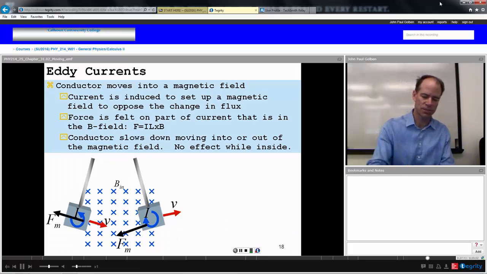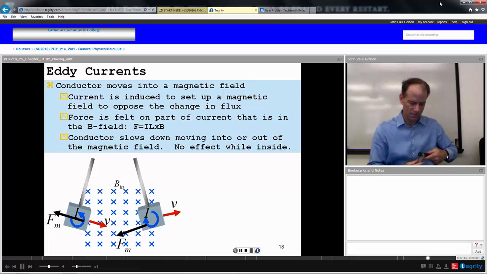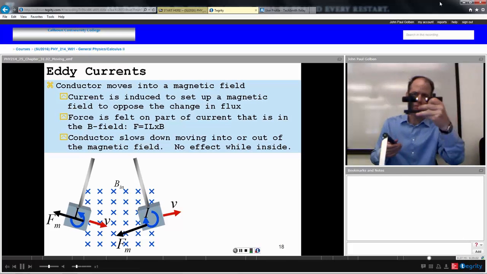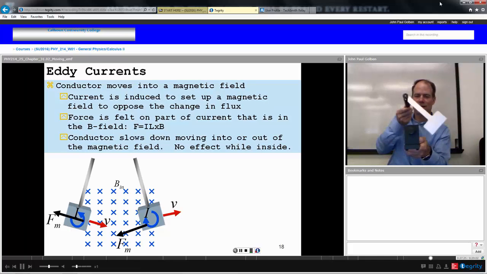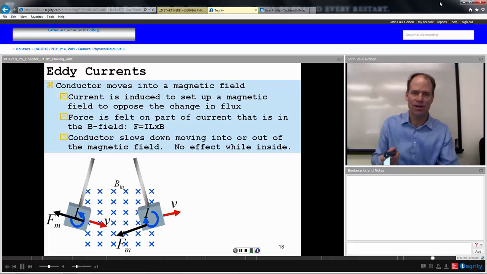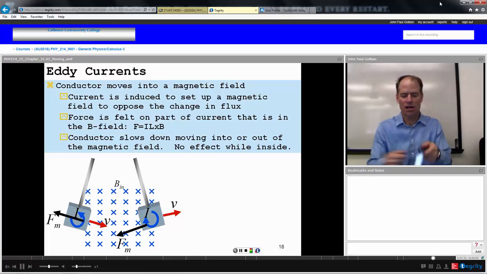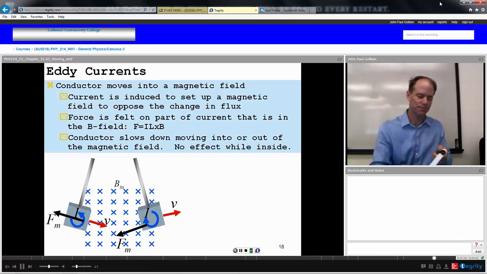So it looks something like this. Let's see if I can set this up. Here's a magnet with opposite poles, and as I move this conductor, it tends to stop. I have to actually force it through there in order to get it through there. So that is eddy currents, and that's caused by the currents moving through this free conductor.